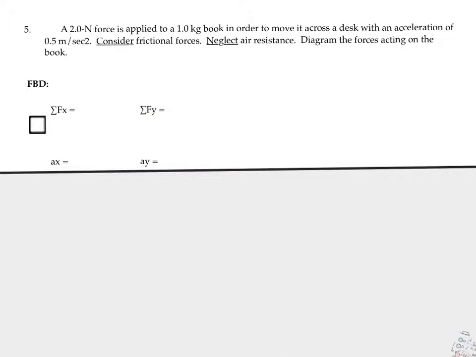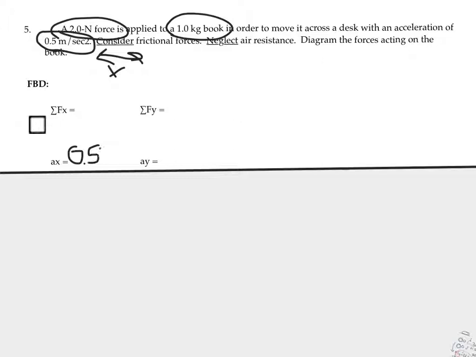Let's try out number 5 as well. It says a 2 Newton force overall is applied to a 1 kilogram book in order to move it across a desk with an acceleration of 0.5 meters per second squared. Now, if you're moving it across a desk from left to right, that is the x coordinate. So that means I already know my acceleration is 0.5 meters per second squared.